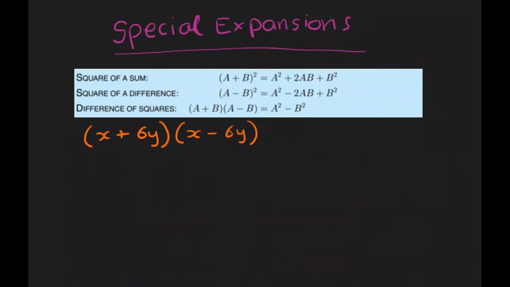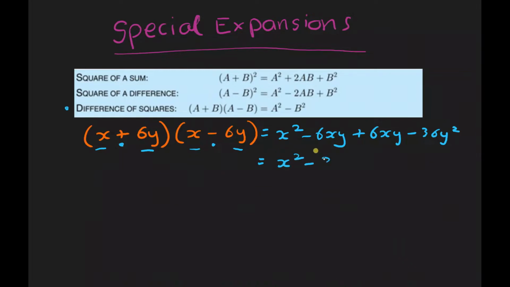This last example is to show the difference of squares rule. You can identify a difference of squares when the variables and the coefficients are the same, but the signs within the brackets are different, and that's the case in this example. When we expand this, we will get x squared minus 6xy plus 6xy minus 36y squared, which simplifies to x squared minus 36y squared, as we can cancel out the 6xy terms.